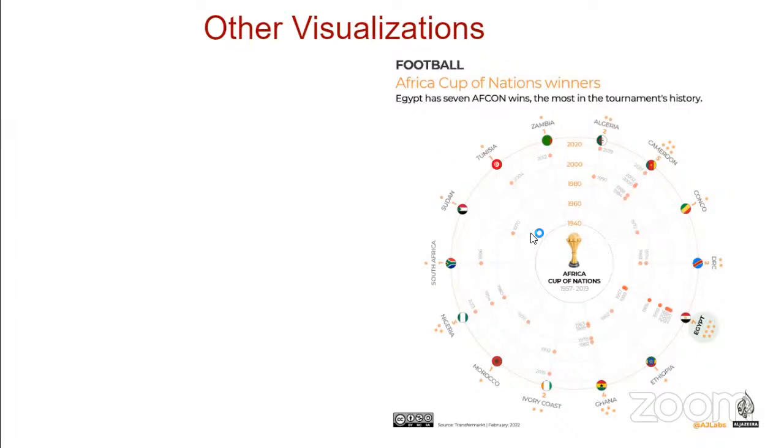So you see now this is a visualization of the African Cup of Nations. Instead of doing just a normal bar chart, they decided to use these circles, and it has a lot of information because it has the years, all the winners, and the number of times they have won. And then in here, they put in the year in which each country has won.